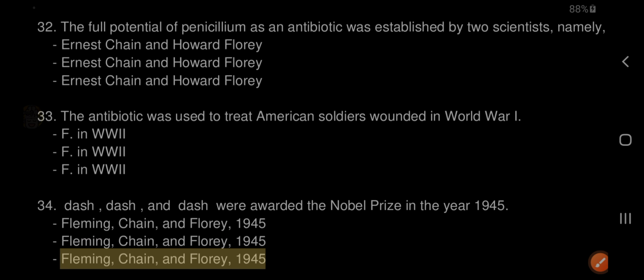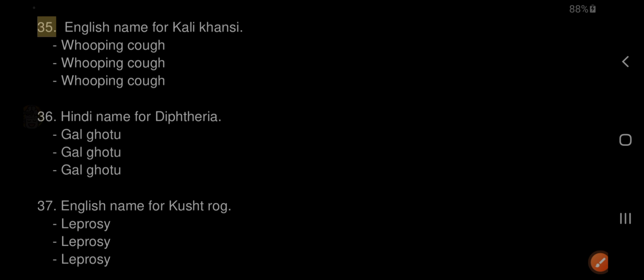35. English name for Kali Khansi. Whooping cough. 36. Hindi name for diphtheria. Gal Ghotu. 37. English name for Kusht Rog. Leprosy. 38. Antibiotics are not effective in plague. False.